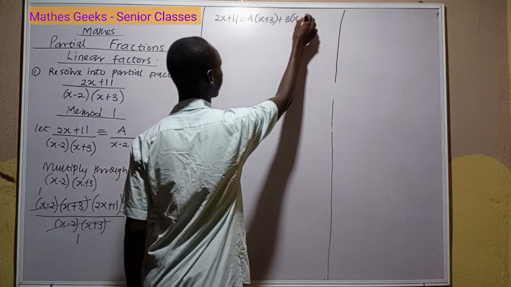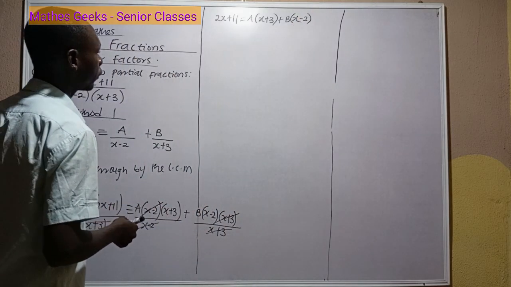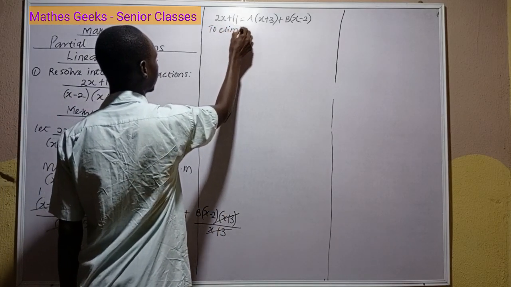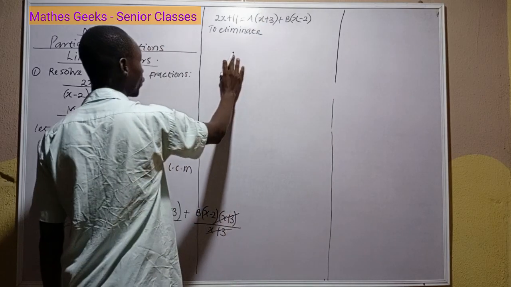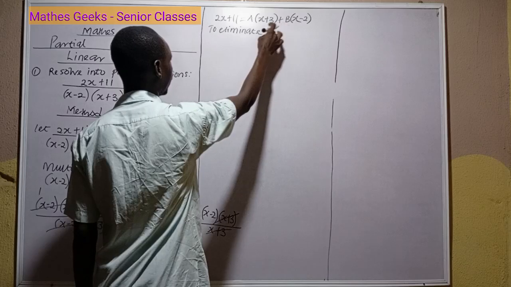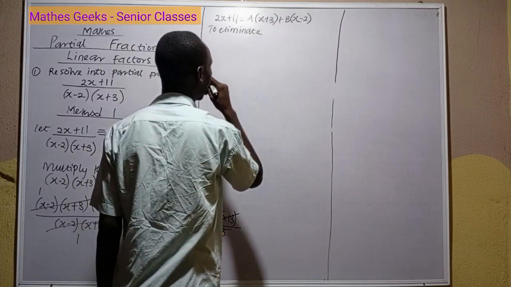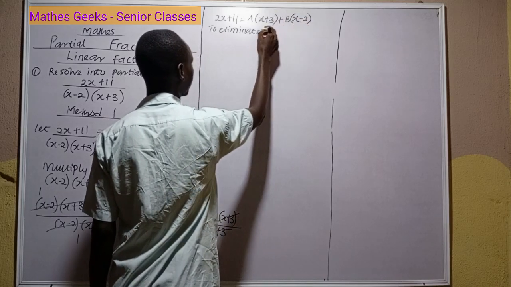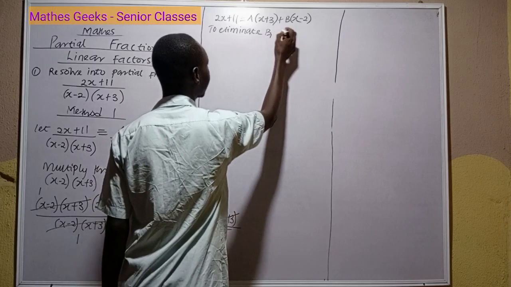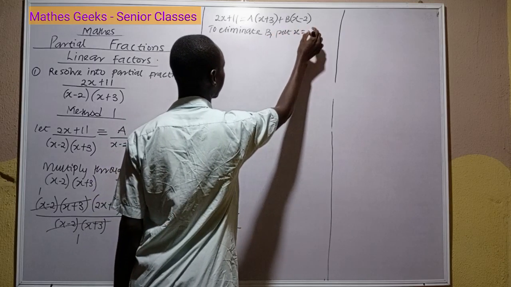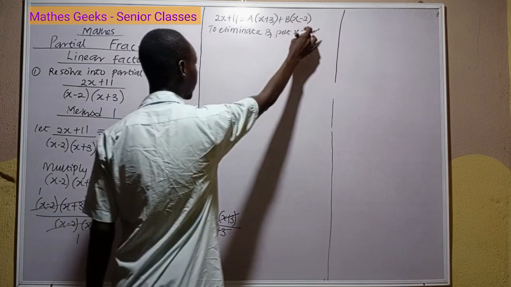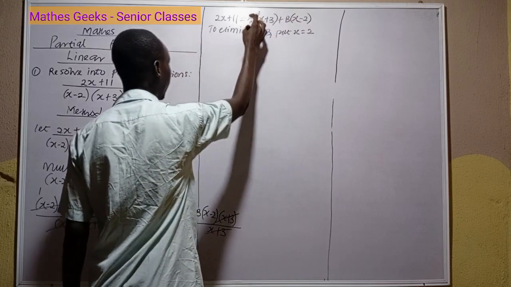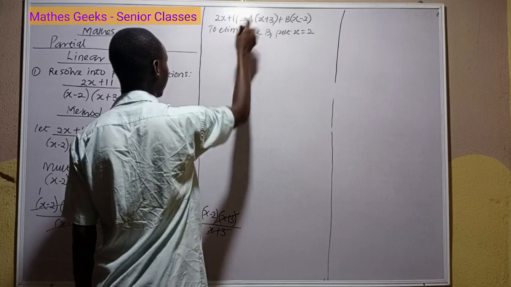Okay, so at this junction, I want to eliminate one of the brackets. In order for us to solve for one unknown at a time, I'm going to eliminate the other unknown. So let me say I want to solve for a first. For me to eliminate b, let x equal 2. So by the time x is equal to 2 and we put it here, 2 minus 2 will be 0, and 0 times b will be 0, which means b will be eliminated. Then we can solve for the value of a without difficulty.